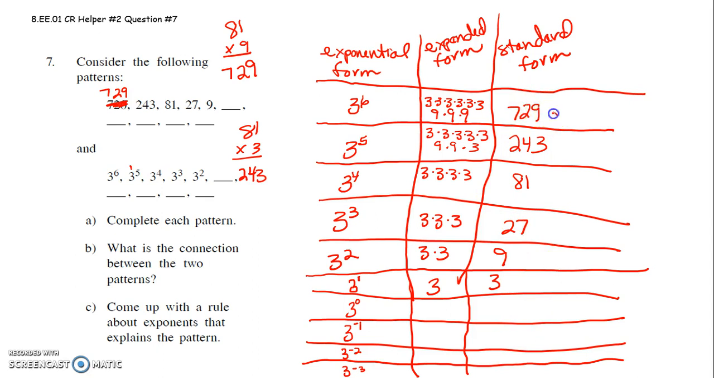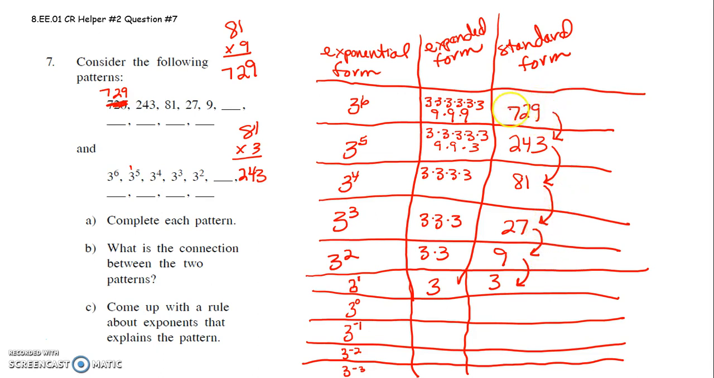So now you're going to notice the pattern going down this column. How do I get from 729 to 243? How do I get from 243 to 81? How do I get from 81 to 27? Work down the column. How do I get from 27 to 9? How do I get from 9 to 3?